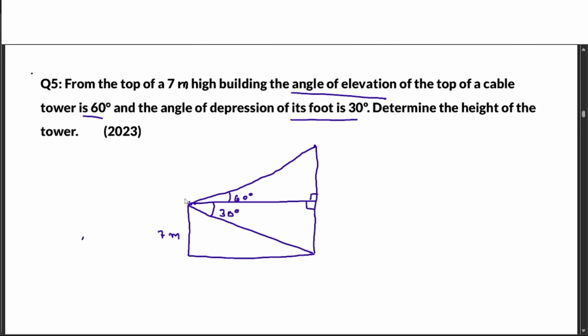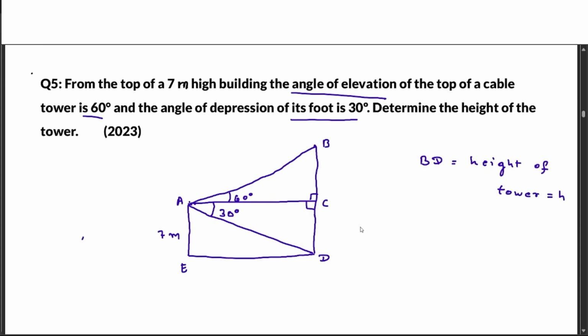Okay, so we can mark this as A, this you can say B, and this you can say C, D, and this one E. So here you can say, BD is your height of the tower. Height of tower we have to find here. So this height of tower we can say H.